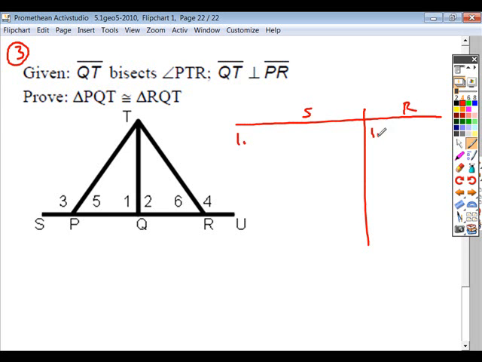We, as always, will begin with copying the given information. So we know that QT bisects angle PTR, and we know that QT is perpendicular to PR. So those are the given pieces of information.